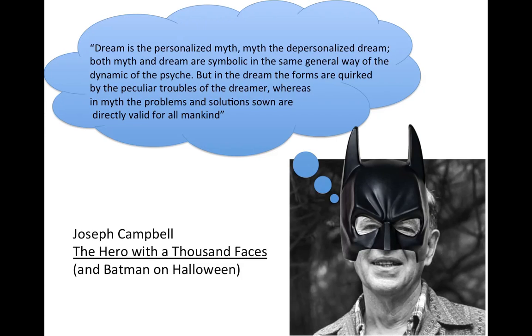So this is our good friend Joseph Campbell, who is the one who we've talked about as the one who created that pattern, or pointed out the pattern of the hero's journey, or the monomyth, and its multiple stages. And this is a quote from his book, The Hero with a Thousand Faces. And here he's talking about the difference between dream and myth. So dream is the personalized myth. Myth is the depersonalized dream. Both myth and dream are symbolic in the same general way of the dynamic of the psyche. But in the dream, the forms are quirked by the peculiar troubles of the dreamer, whereas in myth, the problems and solutions shown are directly valid for all mankind.